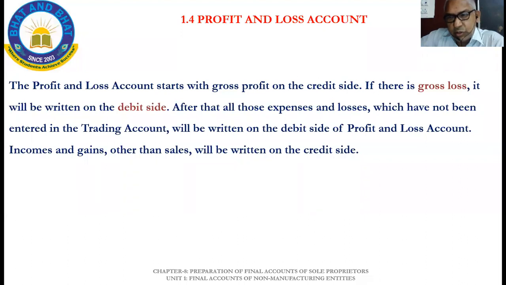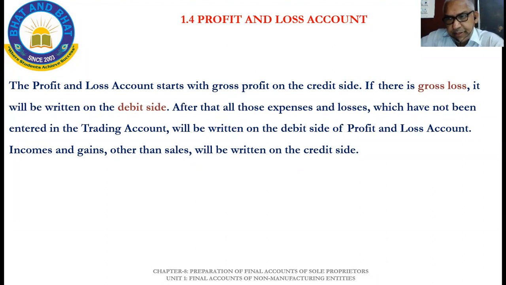First, gross profit. If gross profit was there in the trading account, that will be written on the right side of the P&L account, the credit side. If it was a loss, that will be written on the debit side, the left side of the P&L account. Then all the expenses and losses will be written on the debit side of the P&L account. Whatever the gains, profits, incomes will be written on the credit side.